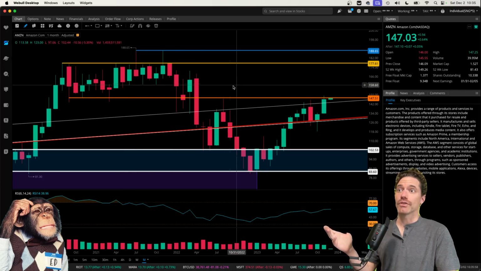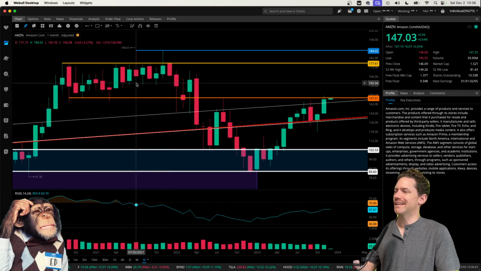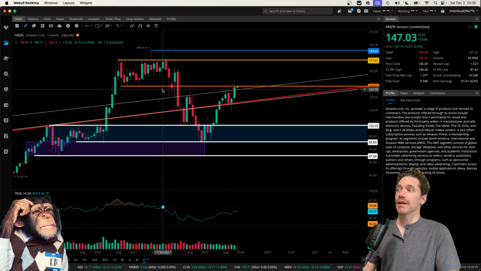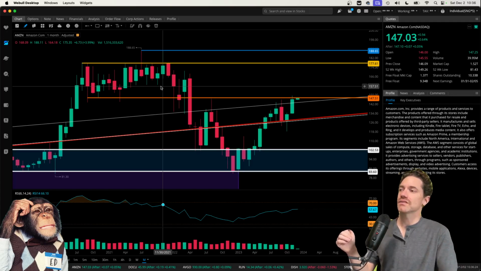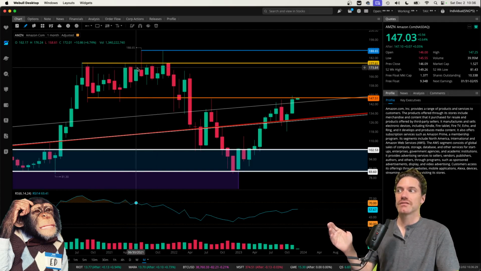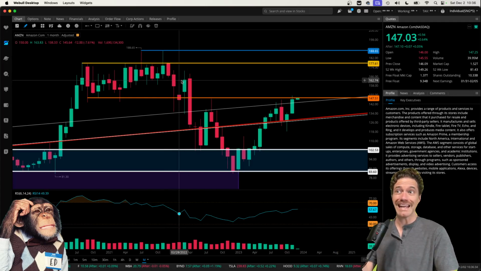Also, I have the high marked, which is 188.65, which was hit in the month of July 2021. And the high in November 2021 was 188.11. So pretty close to that blue line, but not quite. And so the all-time high for Amazon is 188.65. And so like this yellow line, which has served as resistance, there were a couple pierces of it. However, there have been no closes above 188.65.